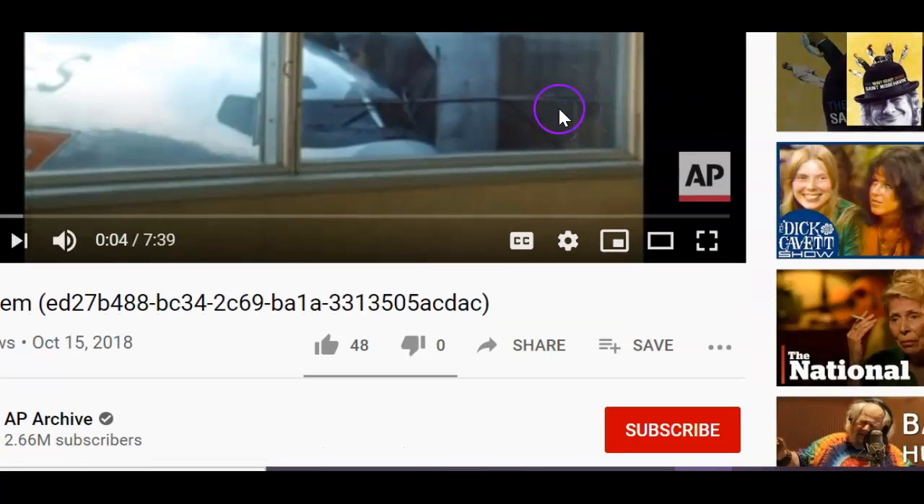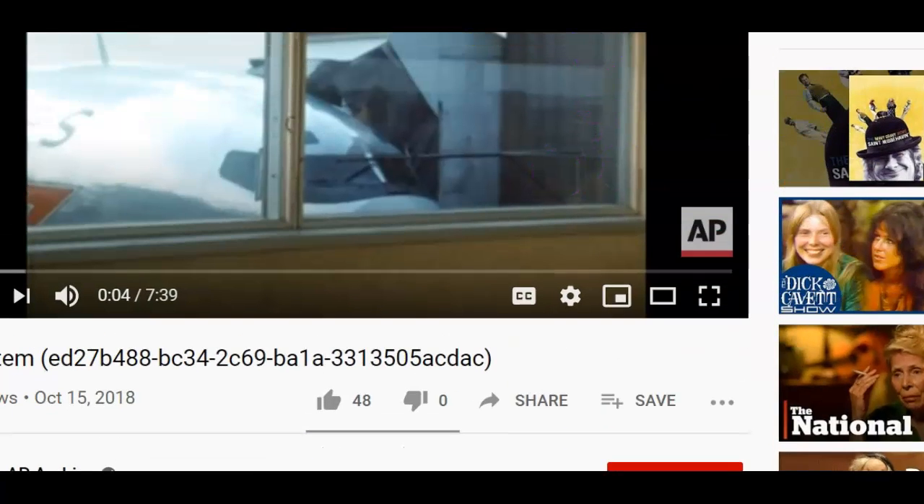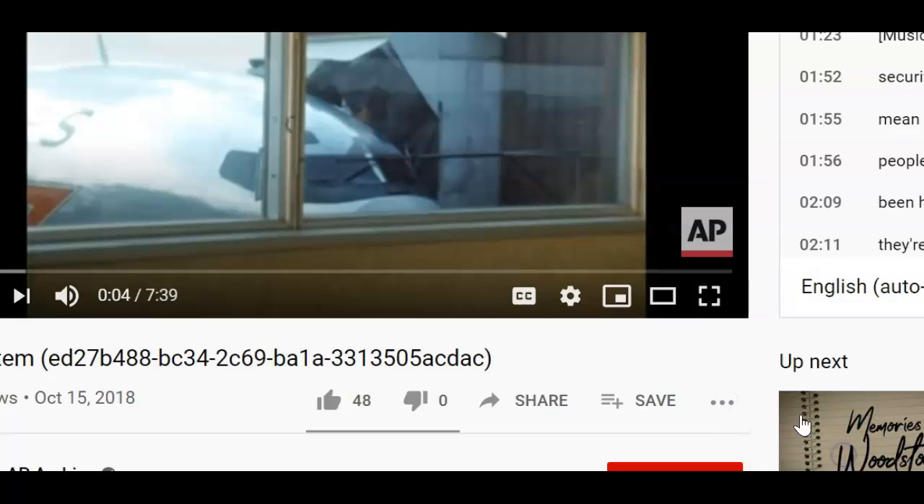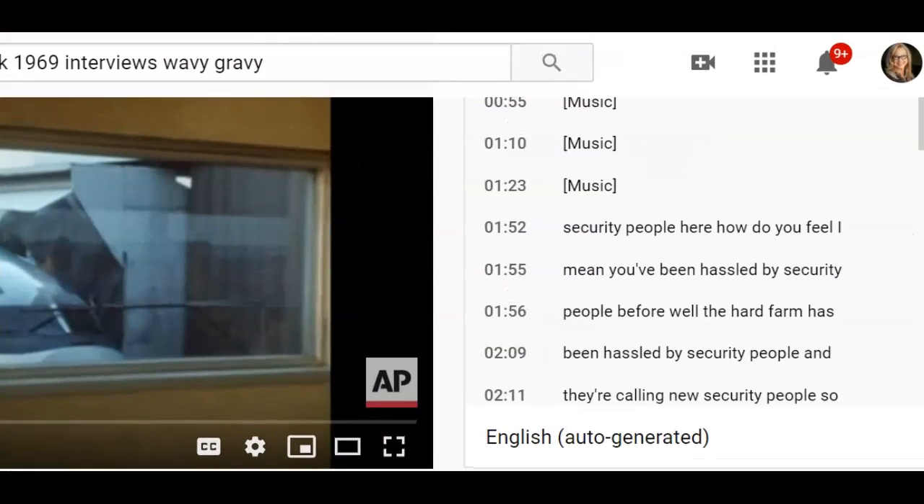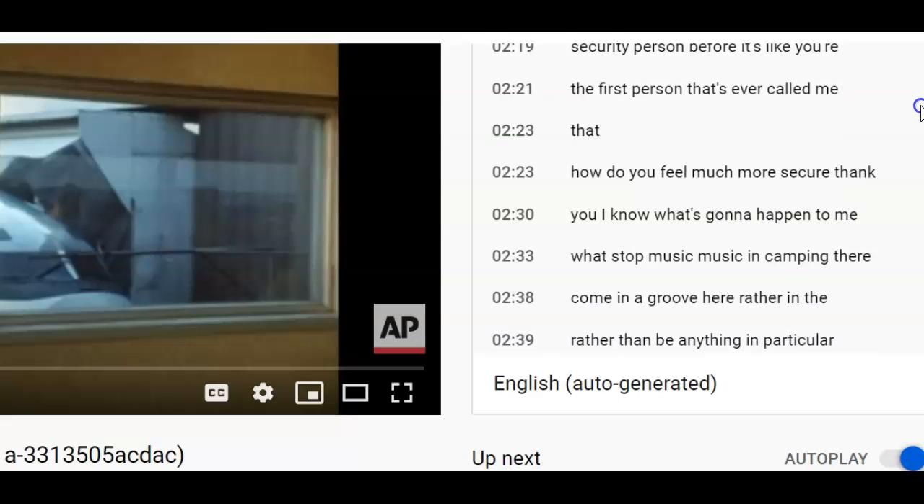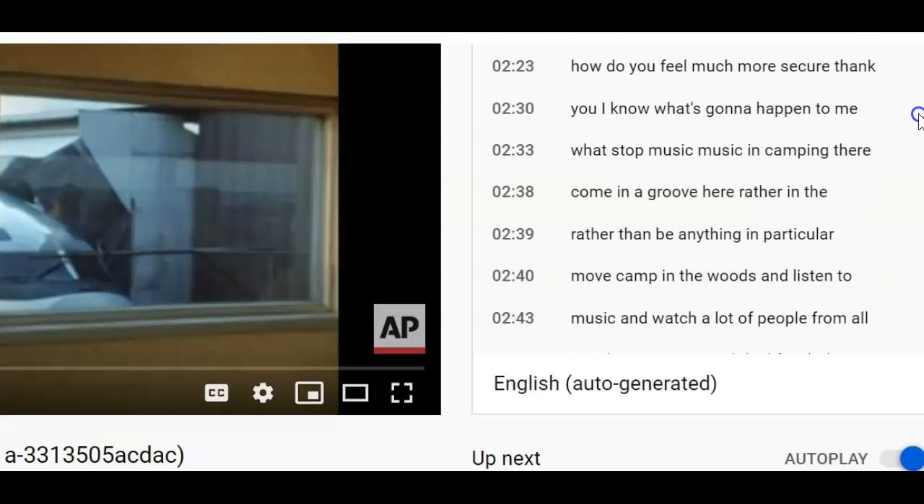I zoom down here like this, and this gives me the transcript. And there is the transcript with all of its little timestamps. So I can either scroll through here and get what I know I'm going to need, or I can just be quick about it and just copy and paste the whole thing.